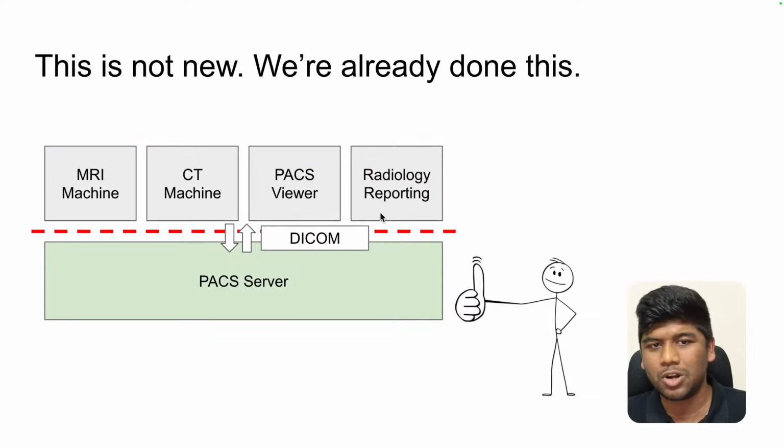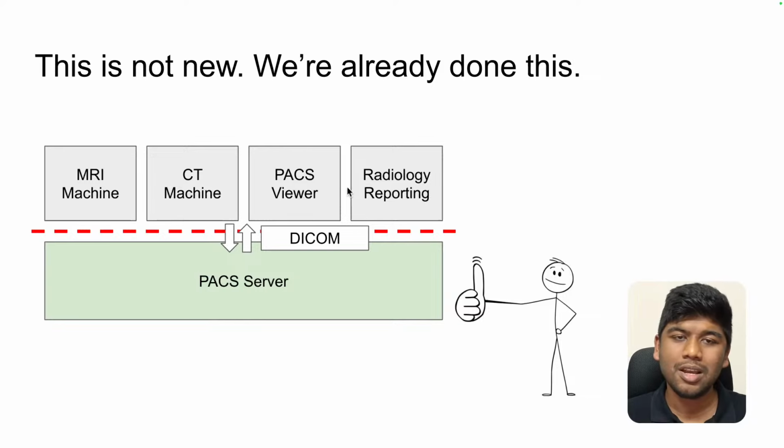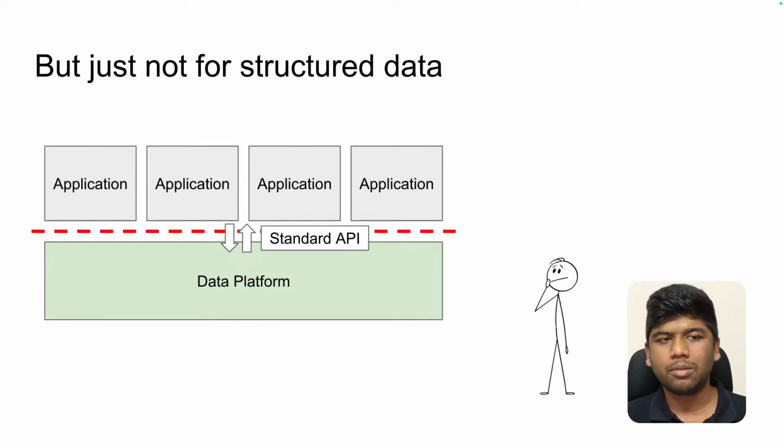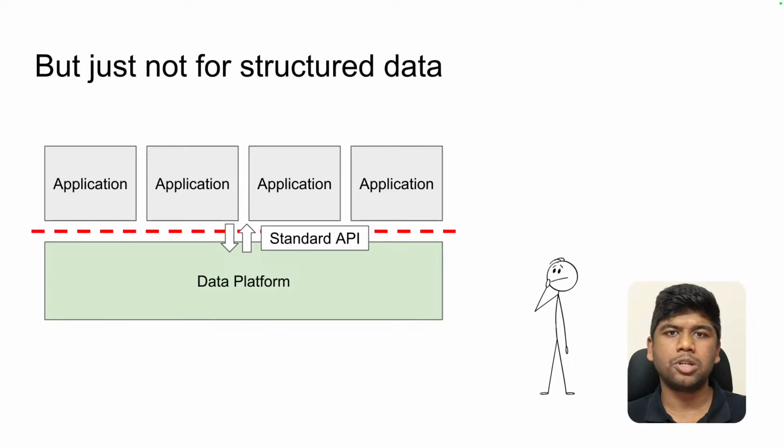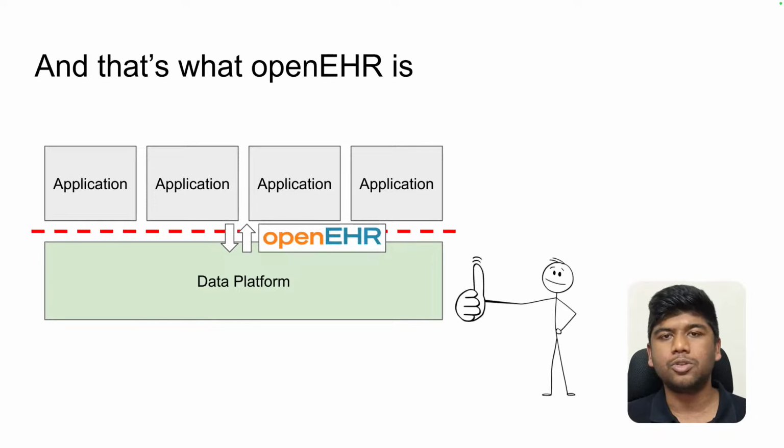This is not new. Now you have MRI machines, you have CT machines. DICOM is the standard, right? We've already done this. There are so many devices in a hospital, and all of them talk to a PACS server. They use DICOM, but openEHR just does this for structured data. So you have different applications, and all of these applications have to store structured clinical records. Now, what is the standard API to do that? That is what openEHR is.